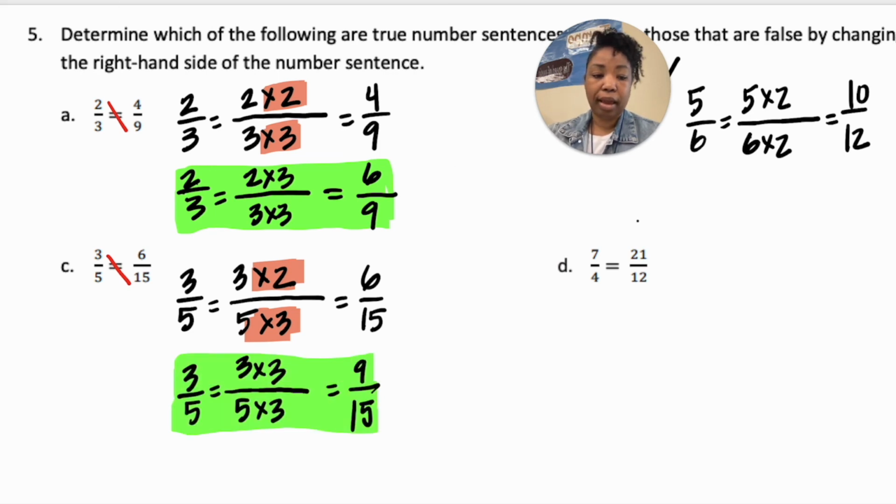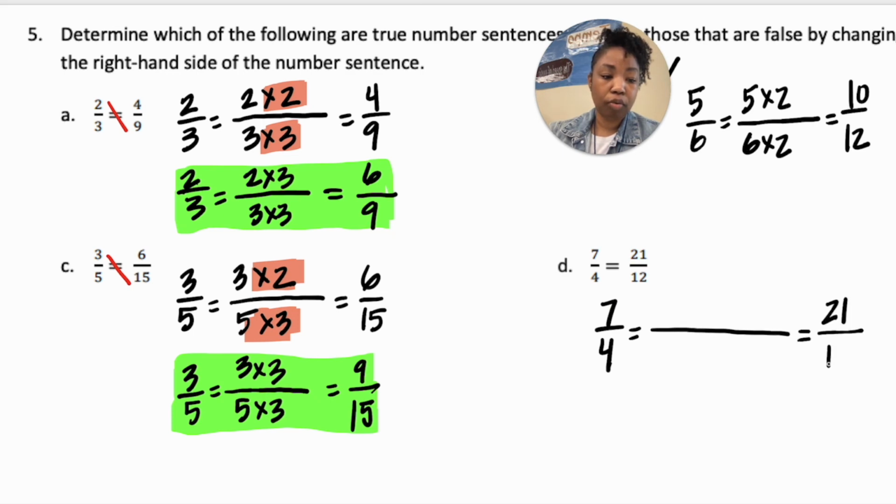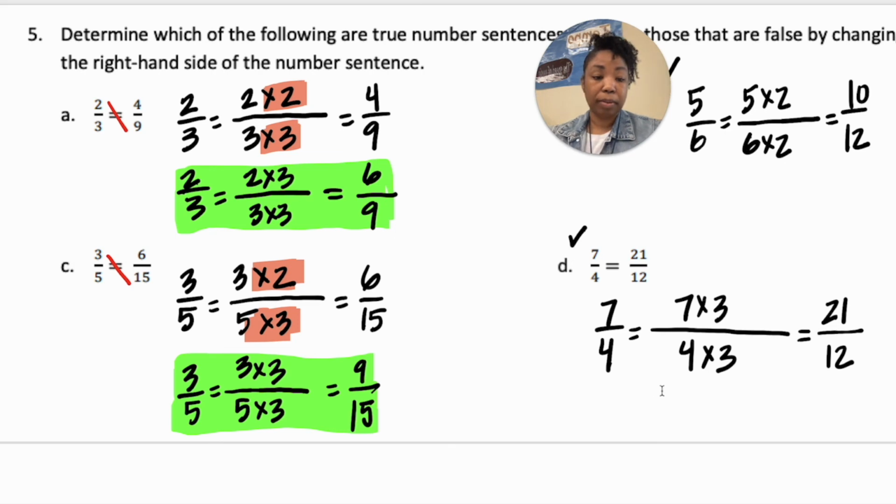All right. And for D, we have 7/4 equals 21 over 12. I do 7 times 3 to get 21 and 4 times 3 to get 12. So this is correct. This is correct because 7 times 3 equals 21. 4 times 3 equals 12. So I'm multiplying top and bottom by the same thing.